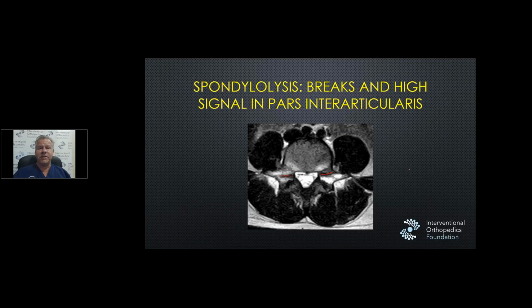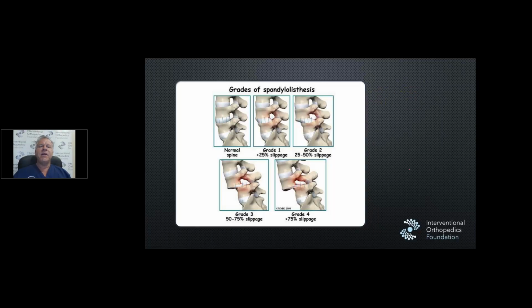Now, MRI is not the best way to evaluate this, so a CT scan might be a better way to evaluate it. And then you can actually have listhesis, and that listhesis can go forward or backwards. So if it tends to go forward, it's called an anterolisthesis. And if it goes backwards, it's called a retrolisthesis. And obviously this is graded, grade 1, grade 2, grade 3, grade 4.